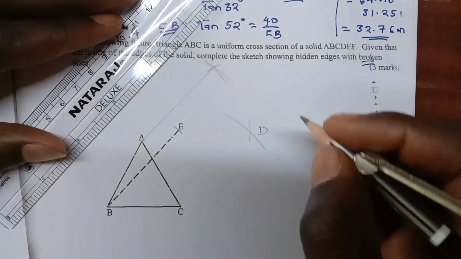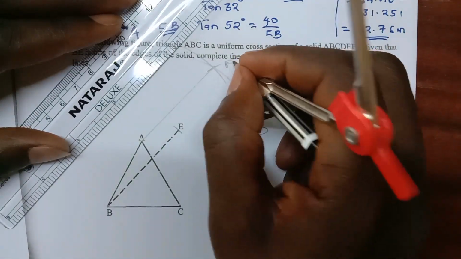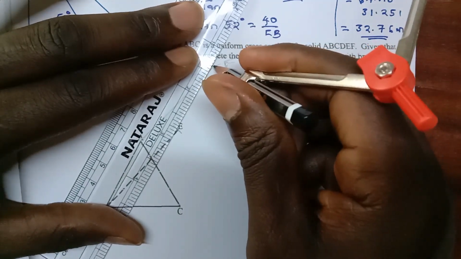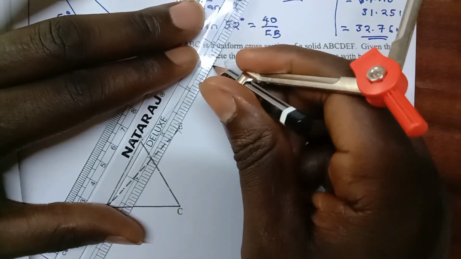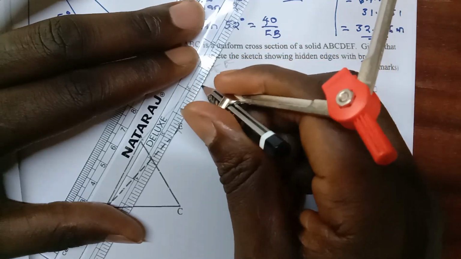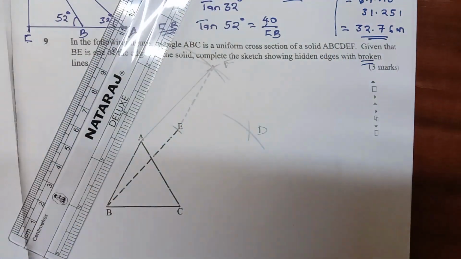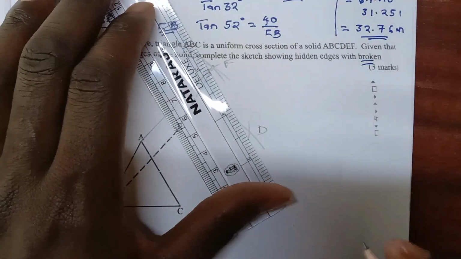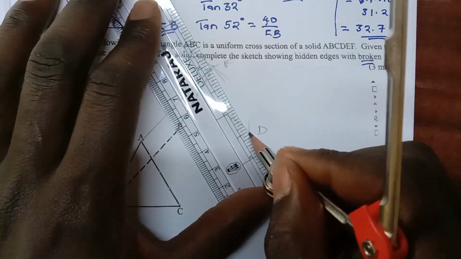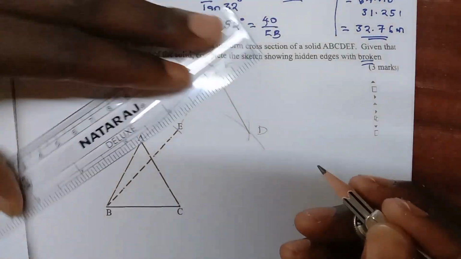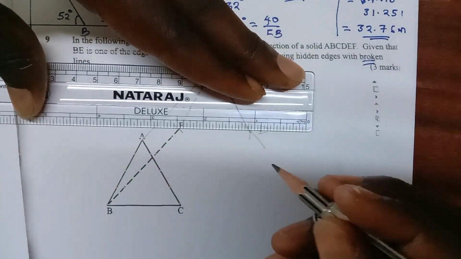But now the side EF is hidden, so we use broken lines. The side EF is hidden, so we use broken lines and have to be very exact. The side FD is not hidden, so we use a continuous line on that. But the side ED is hidden, so you have to show it using broken lines.